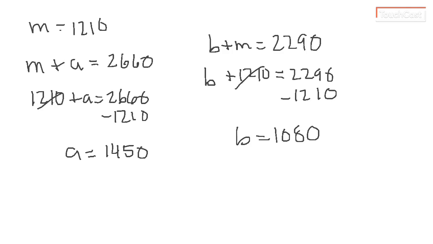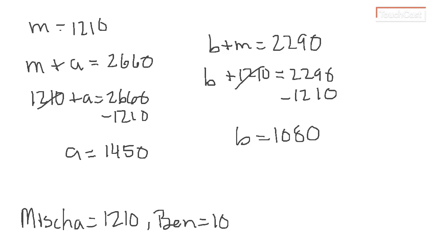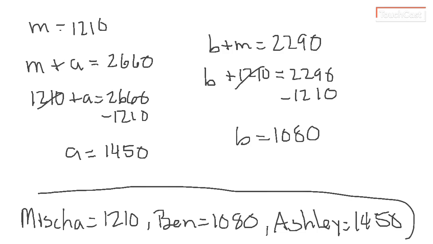So for our answer, what we're going to do is we're going to write Misha, she got a 1210. Ben got a 1080. And Ashley got a 1450. And there's our answer.